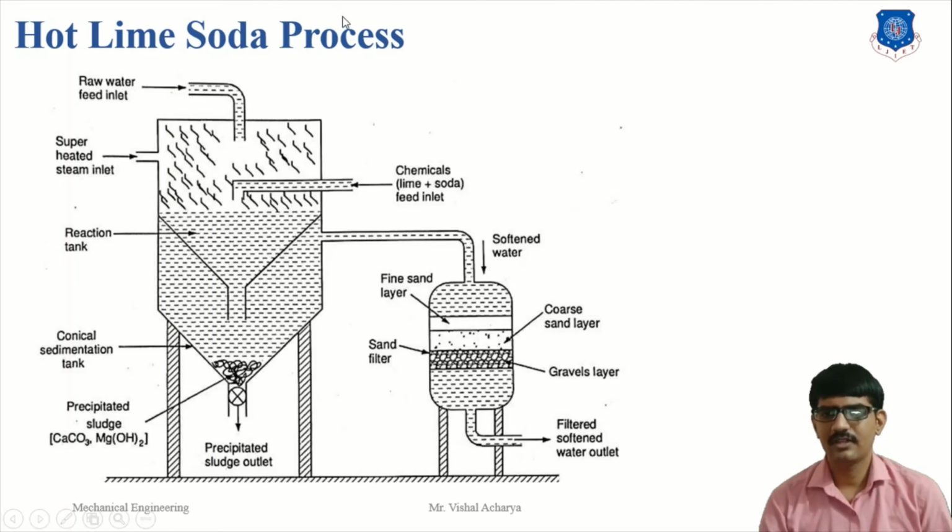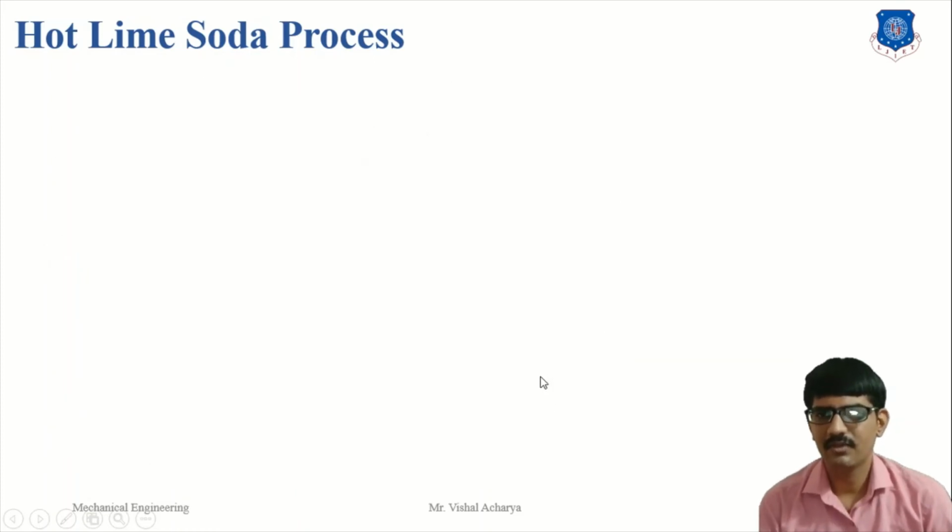Next is the hot lime soda construction. Here the raw water inlet and superheated steam inlet are provided, and raw water is sprayed in. The chemicals, lime and soda, react here, and the sludge drops out. The softened water is passed through a sand layer to remove impurities, and the softened water is used at the outlet.